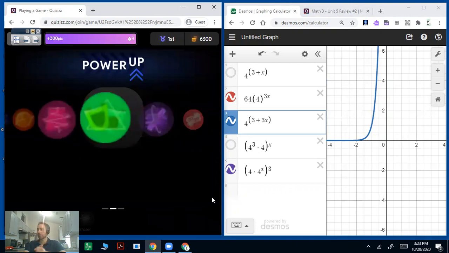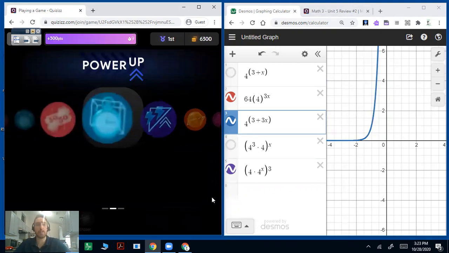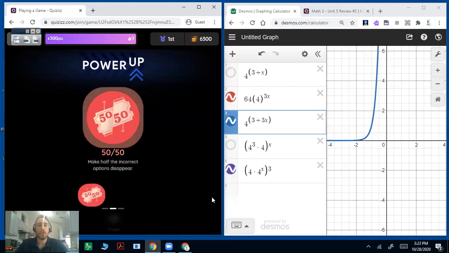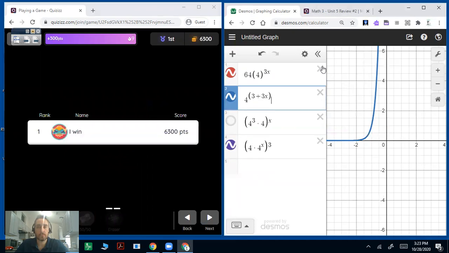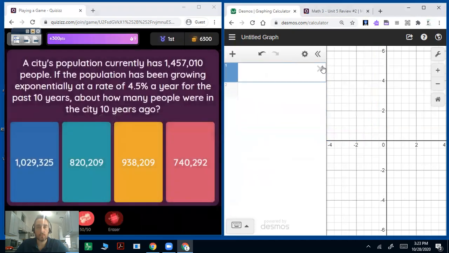And for our last question, here we go. This is kind of a throwback from yesterday. I just wanted to make sure we really hit home exponential growth and decay. So a city's population currently has 1,457,010 people. If the population has been growing exponentially at a rate of 4.5% a year for the past 10 years, about how many people were in the city 10 years ago?